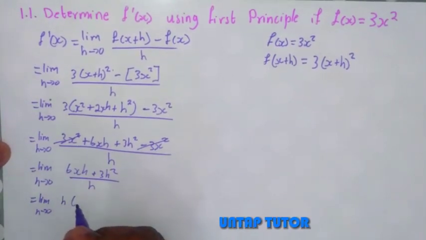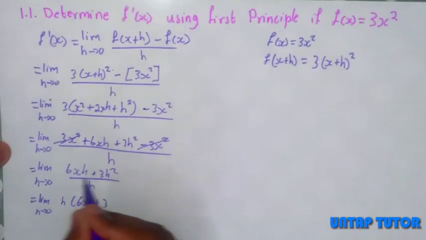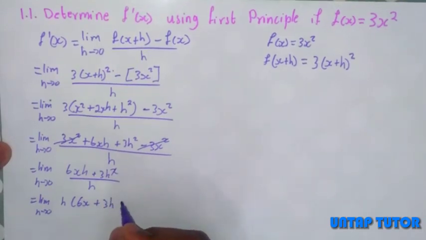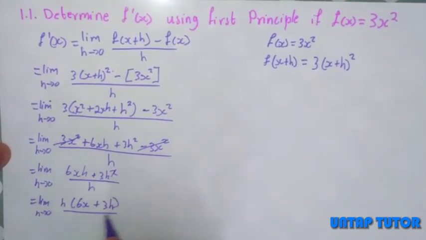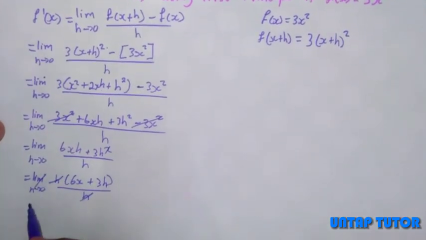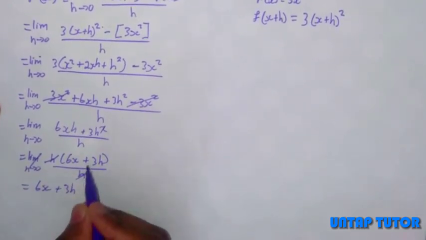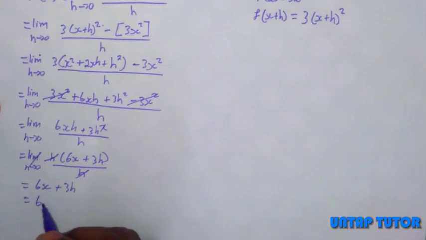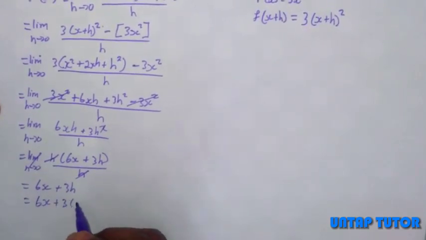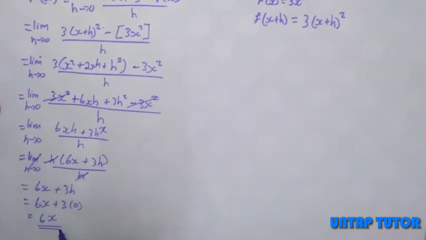Taking out the common factor h, we are left with 6x plus 3h, and then dividing by h, it only cancels the square, so we are left with 6x plus 3h, all over h. So then this h is going to cancel our h in the denominator, and we are left with 6x plus 3h. So we no longer have a limit, so what do we do? Our h now reaches 0, so it's going to be 6x plus 3 times 0, which is going to be 6x. So that's our final answer.